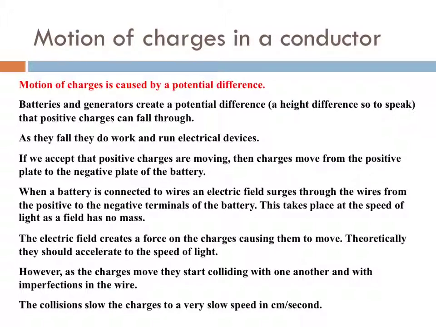of the battery. So when a battery is connected to wires, an electric field surges through the wires from the positive to the negative terminals of the battery, and this takes place at the speed of light, as a field has no mass. The electric field creates a force on the charges, causing them to move, so theoretically they should accelerate to the speed of light. However, as the charges move, they start colliding with one another, and with imperfections in the wire. These collisions slow the charges to a very slow speed in centimeters per second.